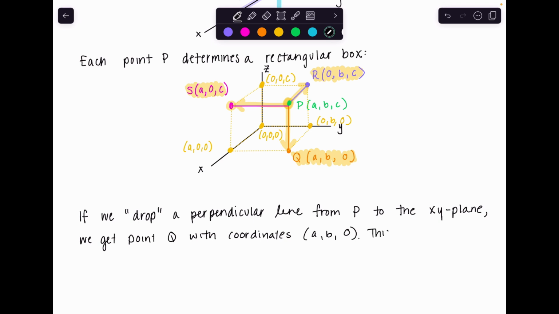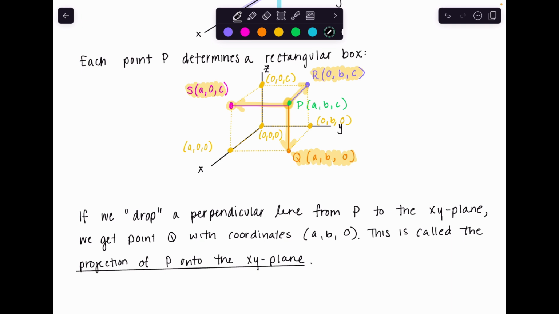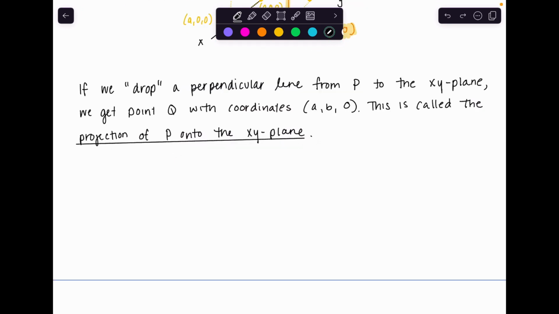So this specifically is called the projection of P onto the XY plane. That concept of projection is just seeing what image you get when you look into that other vantage point. Okay. And then in a similar manner, we have these other two projections of the point onto the different planes.